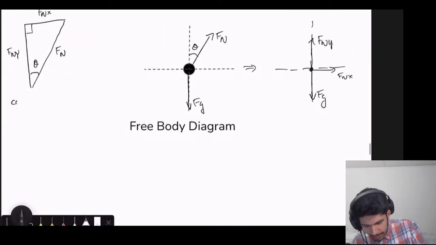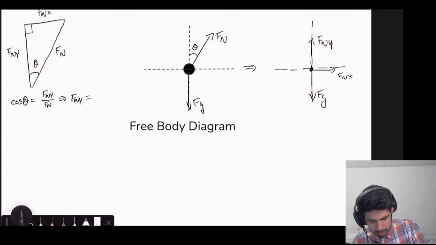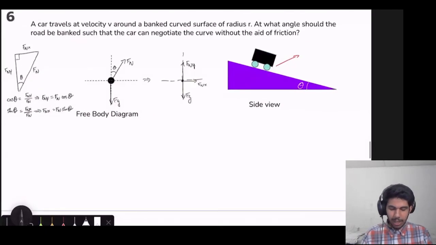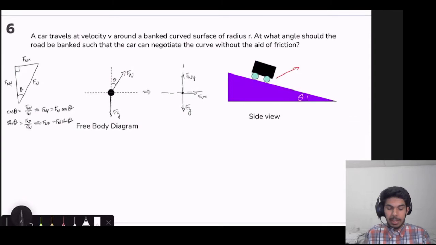If we take the cosine of theta, we get Fny over Fn, which tells us that Fny equals Fn cosine of theta. And similarly, if we take the sine of theta, that is Fnx over Fn. So that tells us Fnx equals Fn sine of theta. All right, so now we have a free body diagram broken into the x and y components, looking good to go. We've solved for some of those components. We're in good shape. So now it seems time to sum some forces.